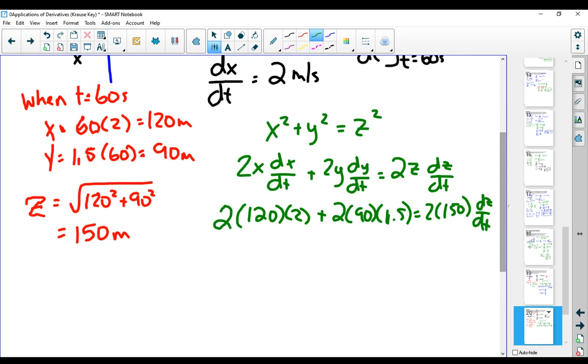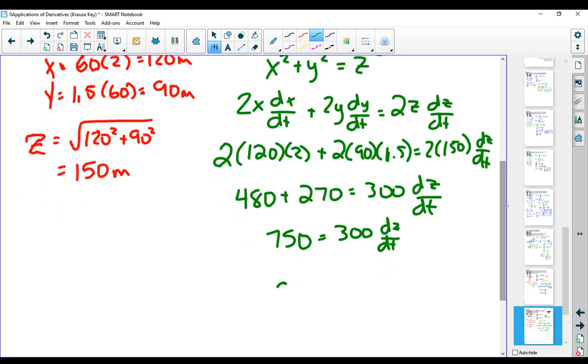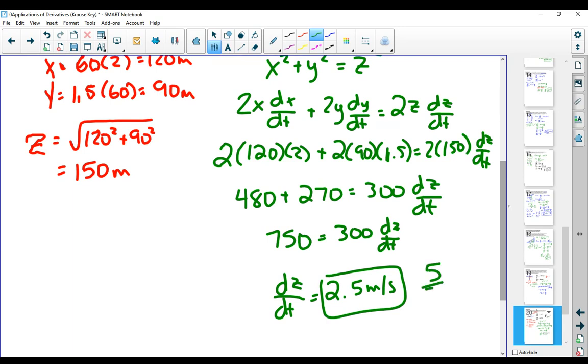Again, lots of simplifying. 480 plus 270 equals 300 dz/dt. 480 plus 270 is 750 equals 300 dz/dt. And when we divide, we get 2.5 meters per second. Now we can also express that exactly, which would be 5/2 meters per second. I left it in decimal in this case just because it's a little bit more visual to understand.